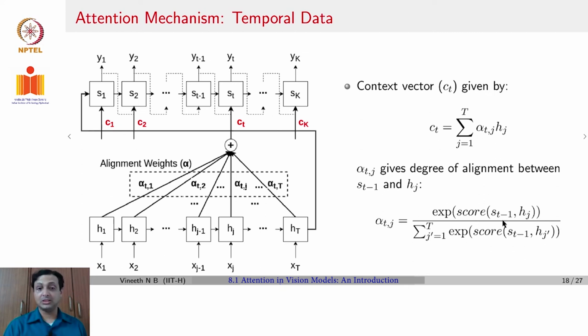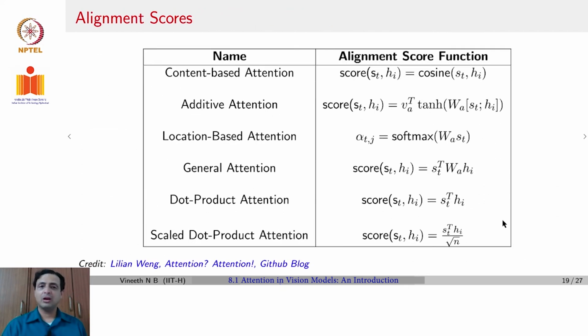How do you compute this score? There are a few different approaches in literature at this time. We will review many of them over the lectures this week. But to give you a summary, you could have a content-based attention which tries to look at st and hi. So a particular hidden state in your decoder RNN st and a particular hidden state in an encoder RNN hi, as a cosine similarity between the two. That's one way of measuring the score.